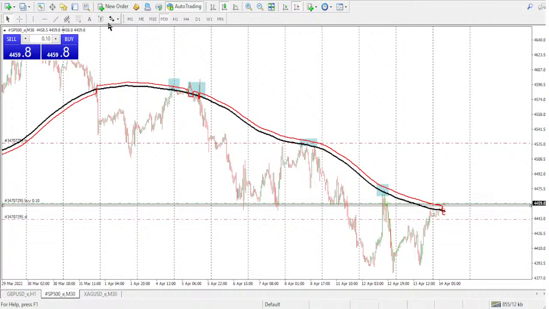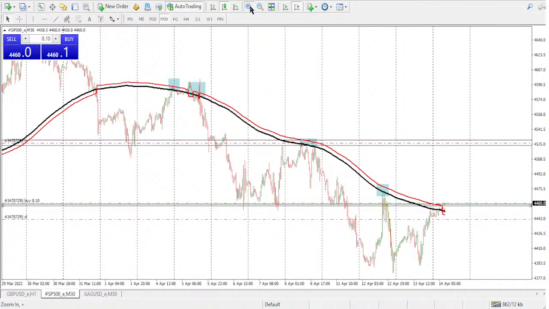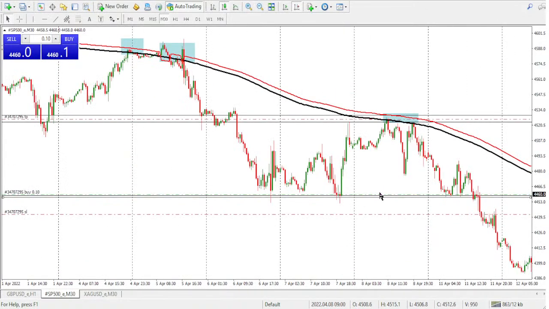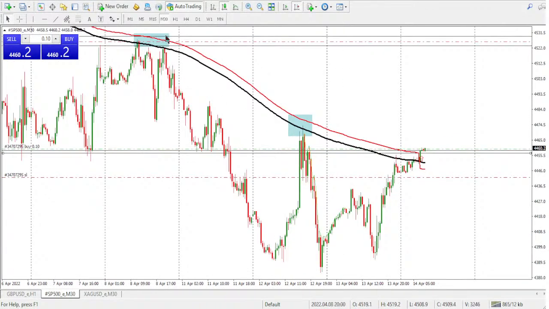So technically, these are the levels we are looking at. We have a very good resistance level there. We have a very good resistance level here. We have another level where the price is now. So if you pick a buy with me now, you're supposed to be patient enough, hold.